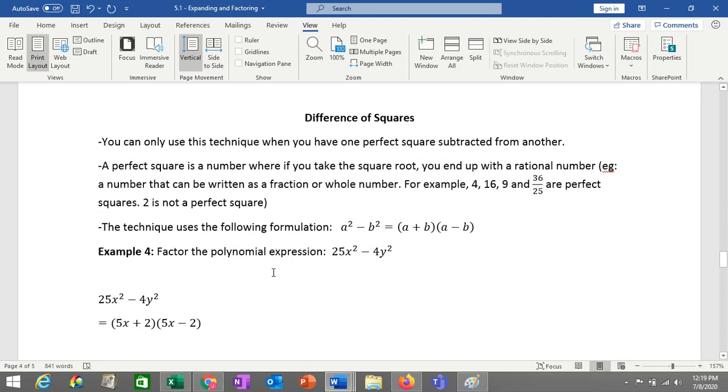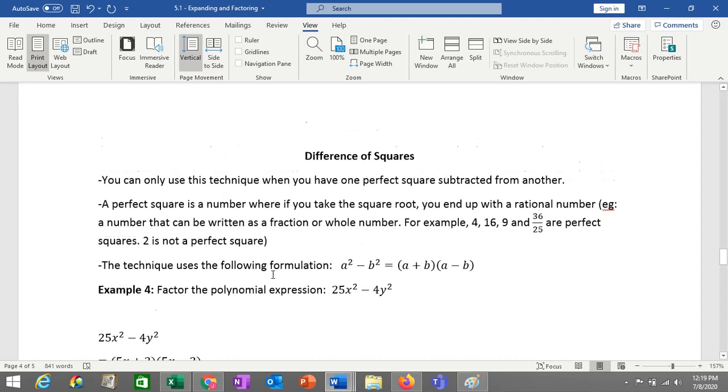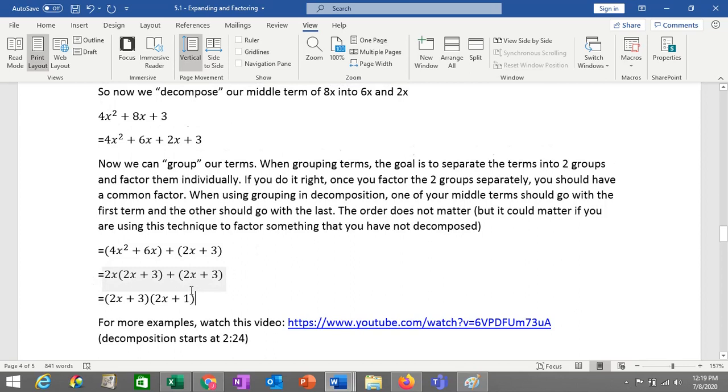Last one, difference of squares. What's nice about this one is it's easy to see when you need to do it, because you're just going to have two numbers and they subtract from one another. Okay, so actually just before I get to this, one more thing I want to mention here.